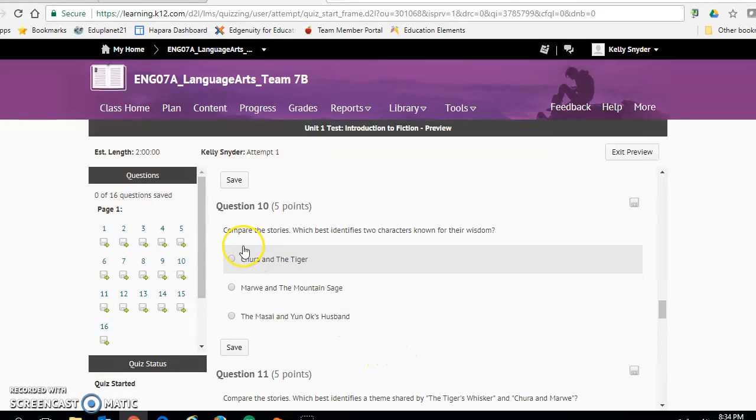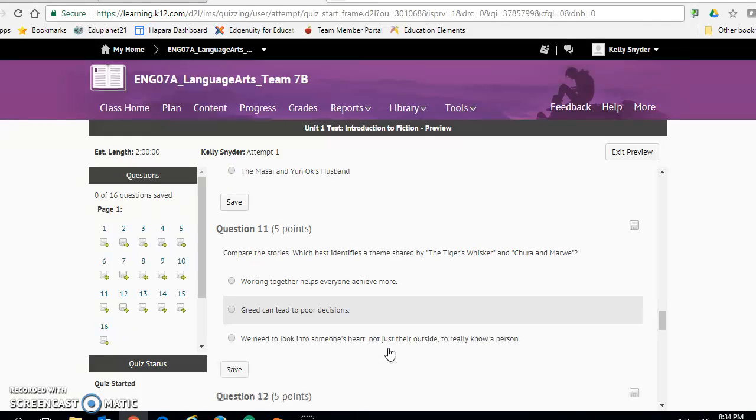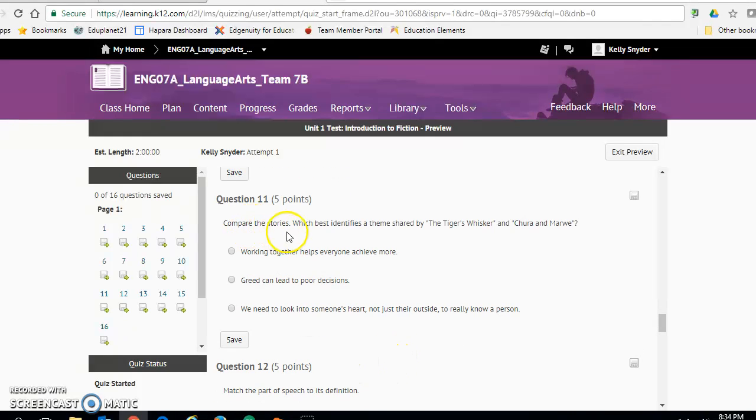Question 10. Compare the stories. Which best identifies two characters known for their wisdom? Chura and the tiger, Marwe and the mountain sage, the Maasai and Yunak's husband. Question 11. Compare the stories. Which best identifies a theme shared by The Tiger's Whisker and Chura and Marwe? Working together helps everyone achieve more. Greed can lead to poor decisions. We need to look into someone's heart, not just their outside, to really know a person.